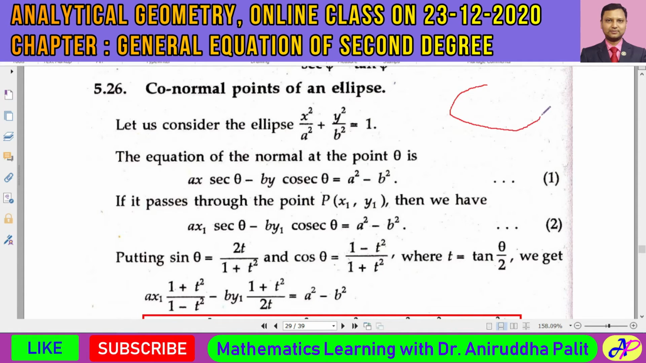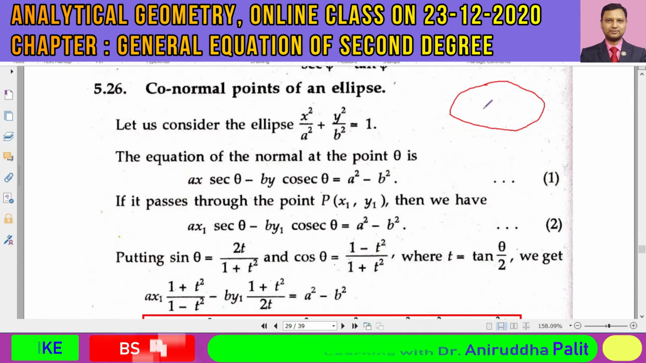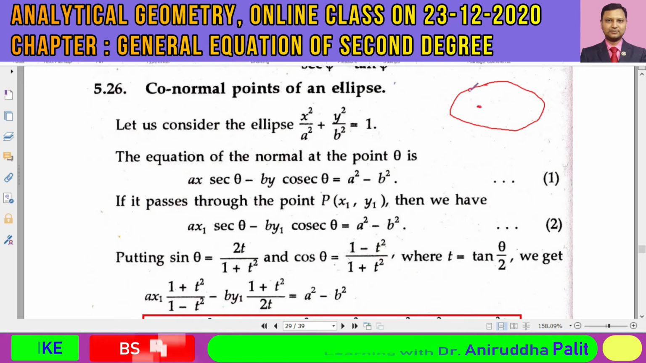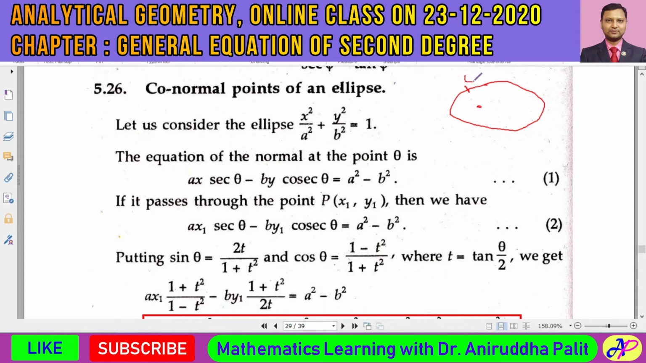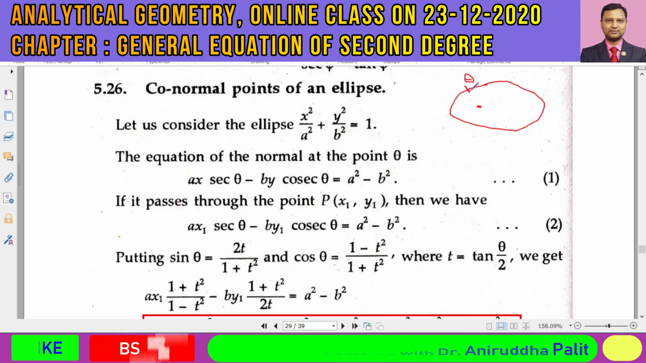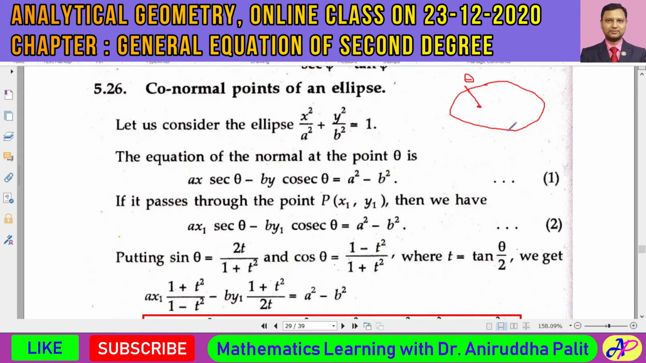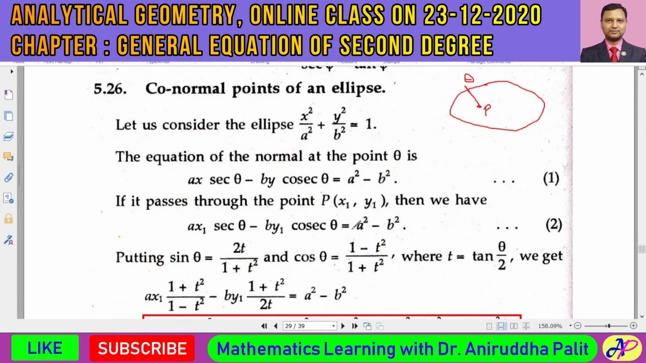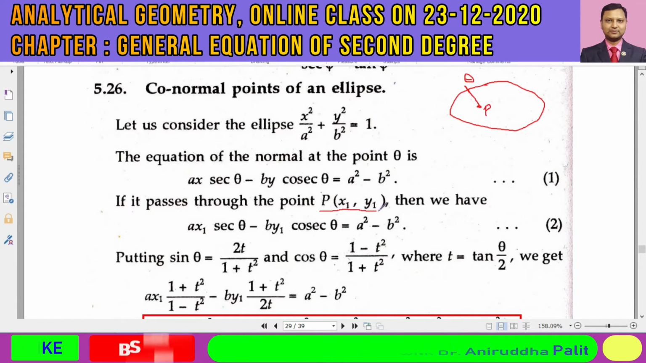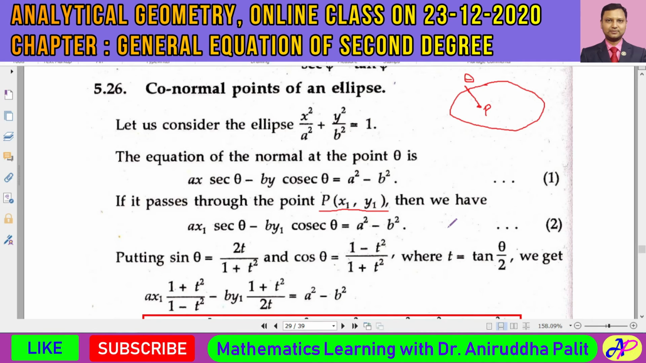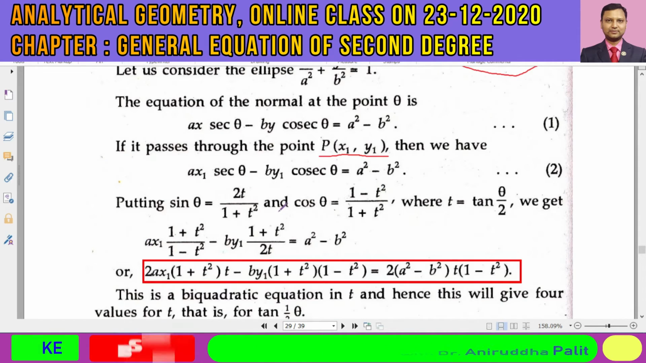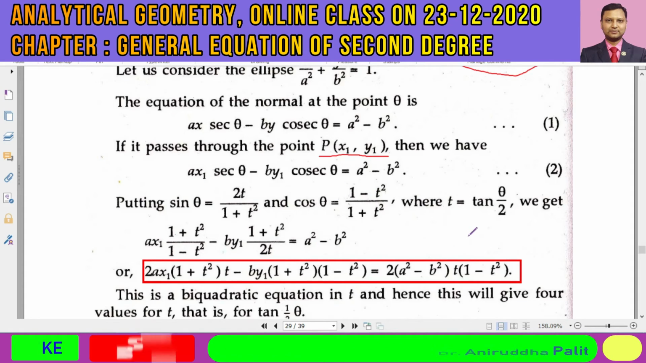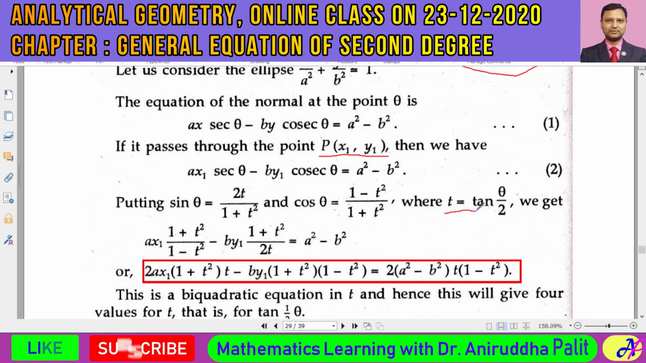Now again, let me draw one picture for you. Maybe this is the picture of the ellipse, and this is any point, and suppose at the point theta, this is the theta point, we are drawing a normal, and suppose this normal passes through the point P having coordinates x1, y1. Now we are choosing this parameter in a little different fashion. Suppose we choose t is equal to tan of theta by 2.